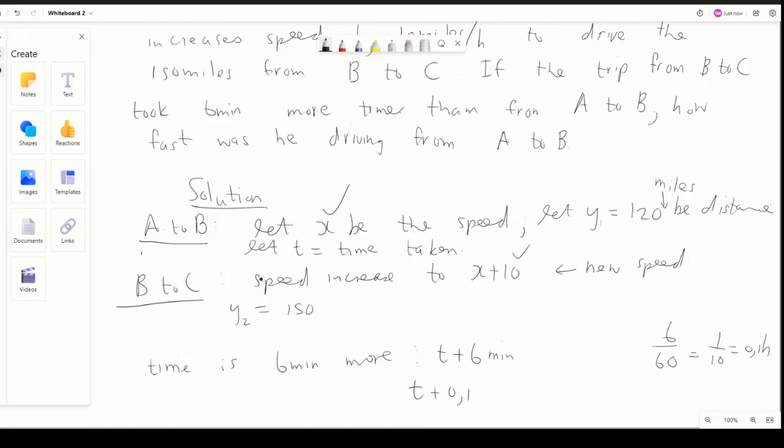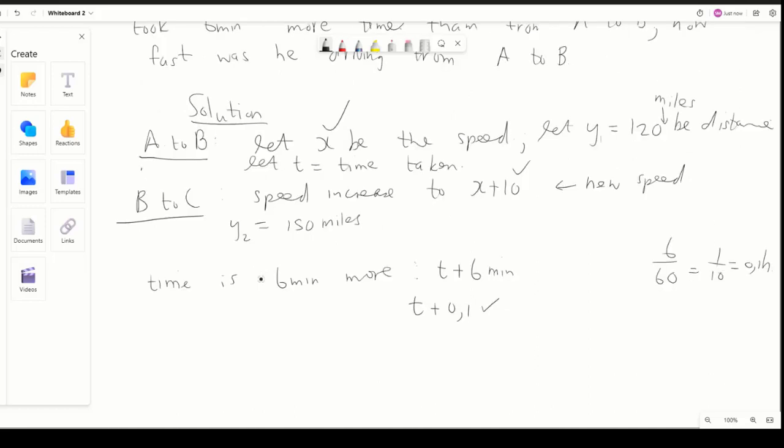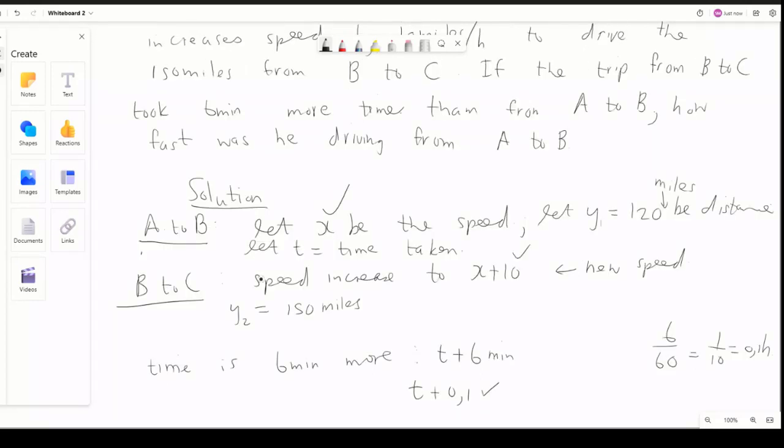Here the distance is 150 miles. Now they say the time taken between B and C is 6 minutes more, which is 0.1 hour more. This is the time between B and C, okay? So if we can find T, then we're okay. The question was, how fast was he driving from A to B? We need to find X. Let X be the speed between A and B. Y1 is 120. T is the time taken.